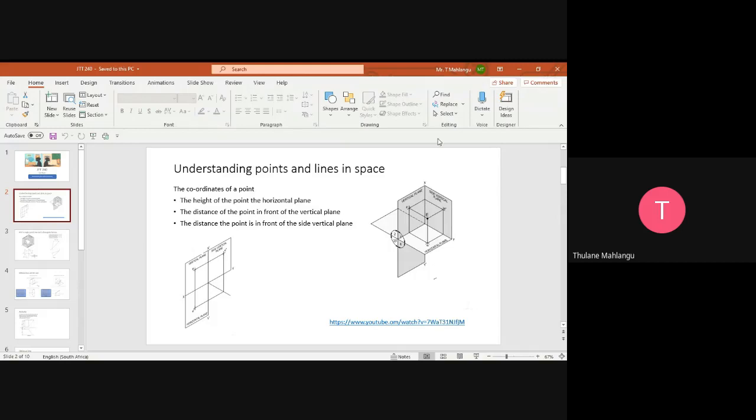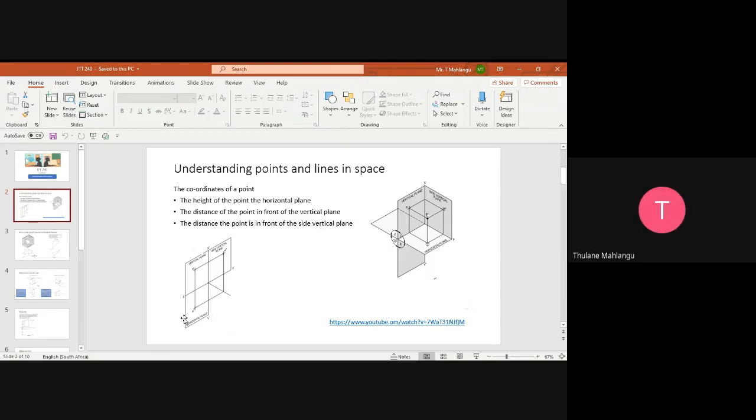When you're looking from the top view, you're going to see point E on the horizontal plane in the orthographic drawing.